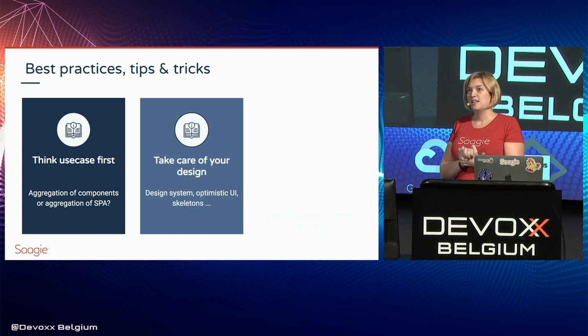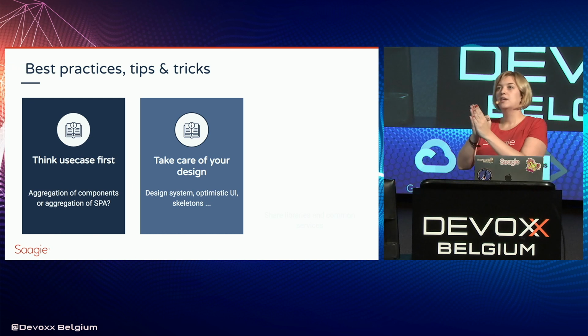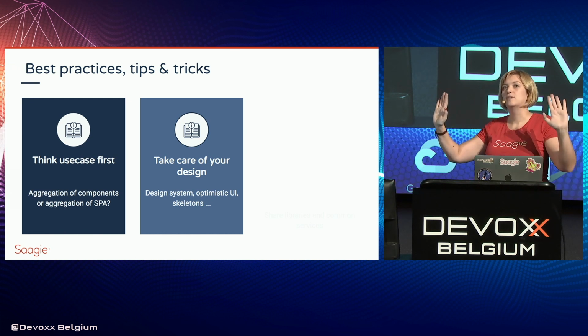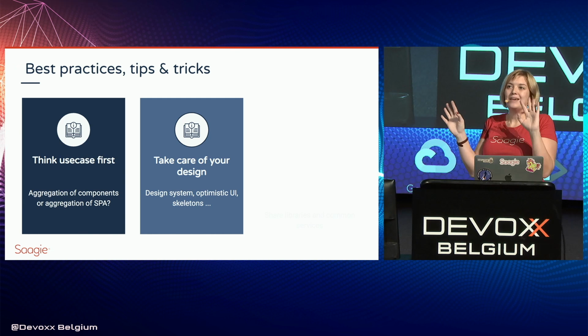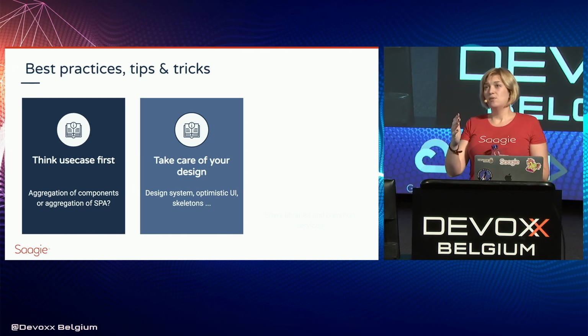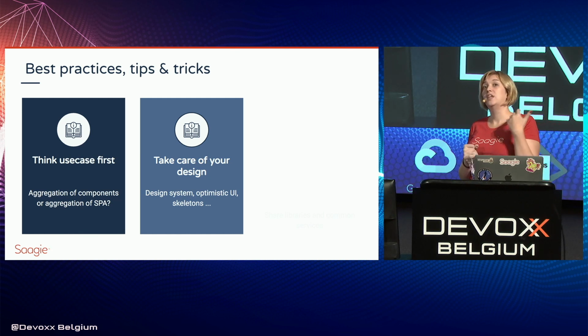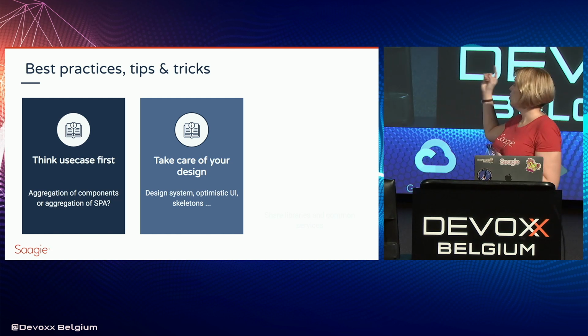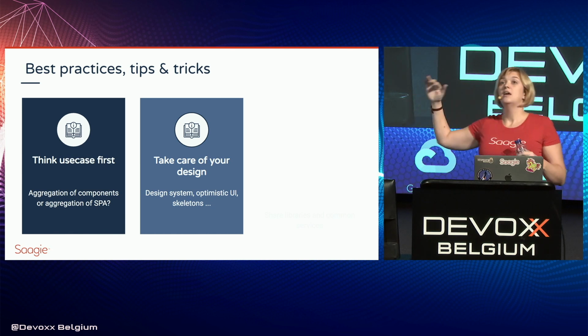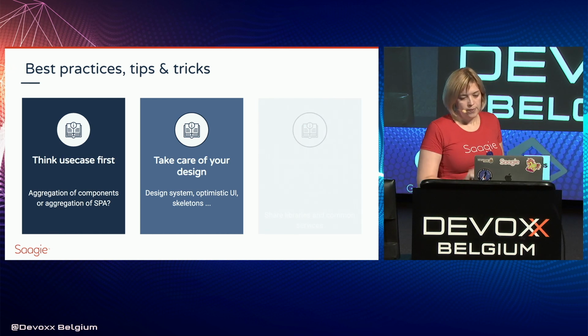Then take care of your design. So as we've seen first, design system is important, but keep in mind that you are going to load components coming from different applications. So it may result in higher loading time. So there are several little tricks that are really not expensive to implement, but can make a big difference on the user experience. Have a look at Optimistic UI, have a look at skeletons. They are really, really easy to implement, and they will give a better experience.